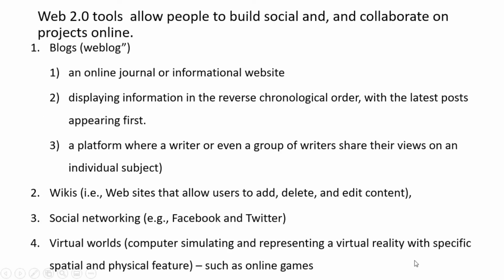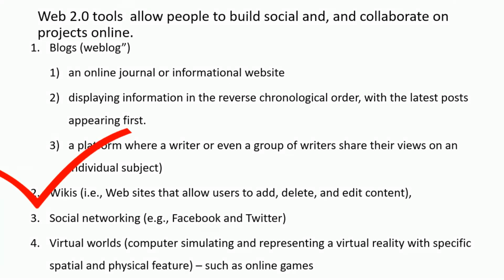Web 2.0 tools allow people to build, socialize, and collaborate on projects online. Examples of Web 2.0 tools are blogs. They are the web blogs. It's an online journal or informational website that displays information in reverse chronological order. That means the latest posts appear first. It's a platform where a writer or even a group of writers share their views on an individual subject.